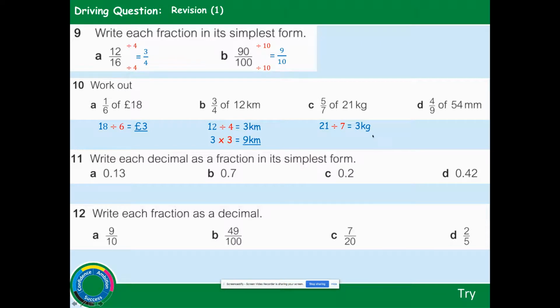So I need to do my answer times 5. Okay, so my answer is 3 kilograms times 5 because I want 5/7. 3 times 5 is 15 kilograms.